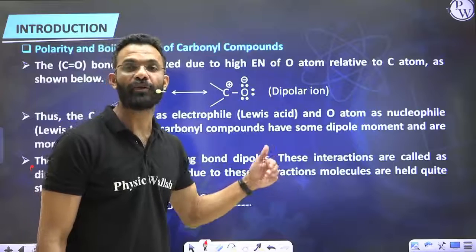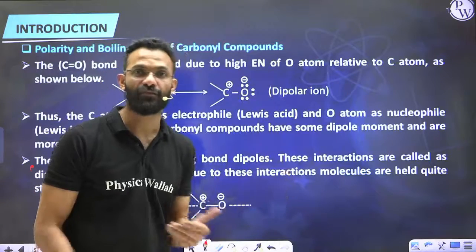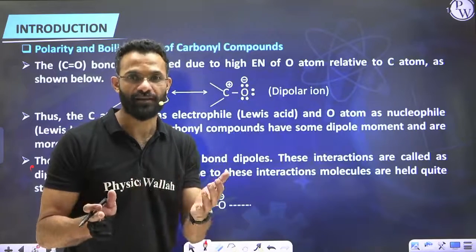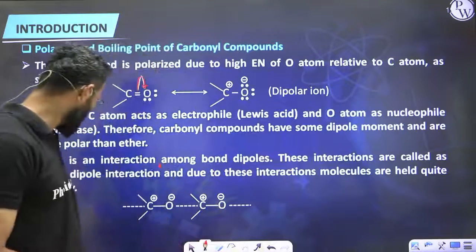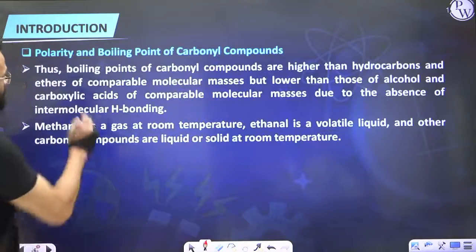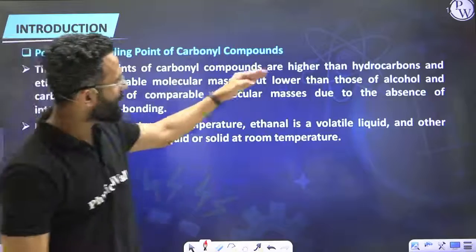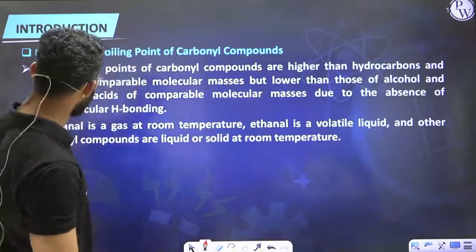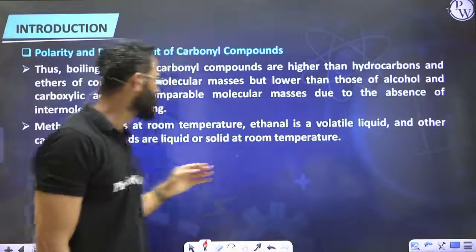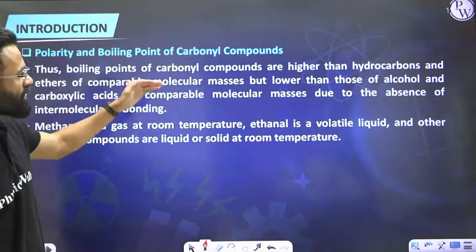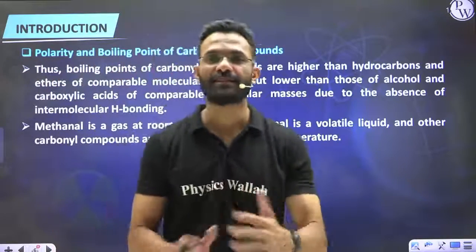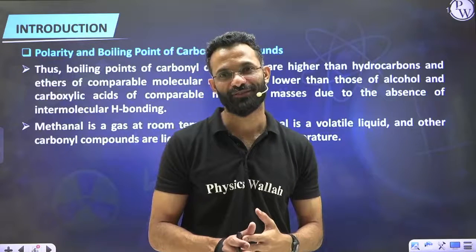So their boiling point is higher than that of compounds such as hydrocarbons, that is alkenes, of comparable molar mass, but lower than that of alcohols or carboxylic acids. That's what we have mentioned here. Thus the boiling points of carbonyl compounds are higher than hydrocarbons and ethers of comparable molar masses, but lower than those of alcohols or carboxylic acids of comparable molar masses, because in alcohols and carboxylic acids we see there is the ability to form hydrogen bonds.